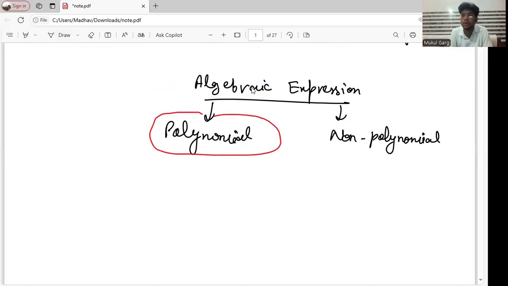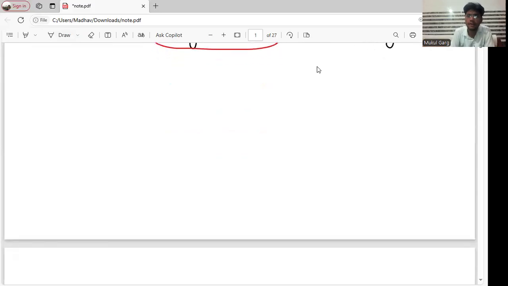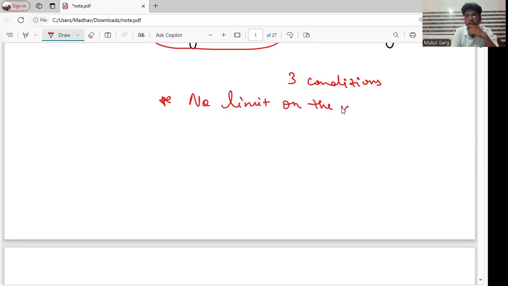एक algebraic expression को polynomial क्या बनाता है? There are some conditions under which an algebraic expression becomes a polynomial. Let me tell you about the three conditions. Let me write down first. Three conditions are there. The first one, no limit on the number of variables. Let me write them down first, and then I'll be explaining each and every one of them.